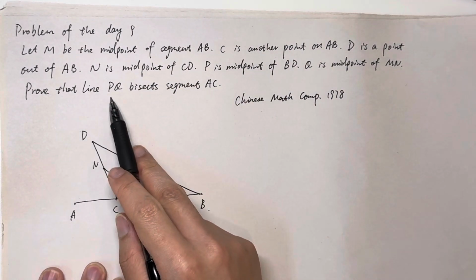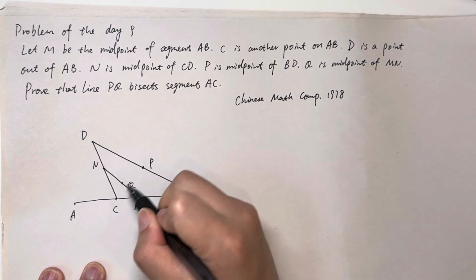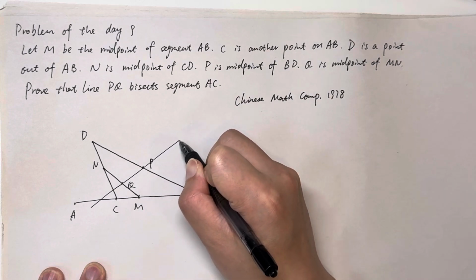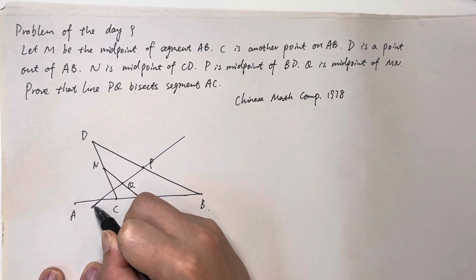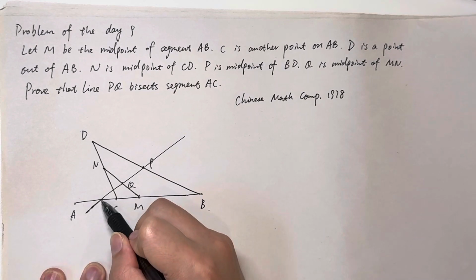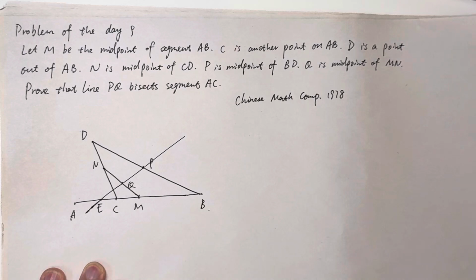And we want to prove that line PQ bisects the segment AC. This is line PQ, bisecting segment AC. Let's call the intersection point here point E. That means we want to prove E is the midpoint of AC.